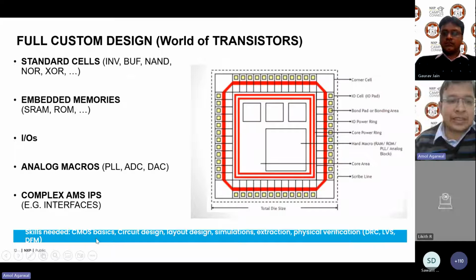So here again, the skills which are required are CMOS basics, circuit design, because now circuit design will come into the picture. You need to do a layout design, and then you need to do simulations and extractions. So these are the skills which are required if someone wants to excel in the field of custom design.